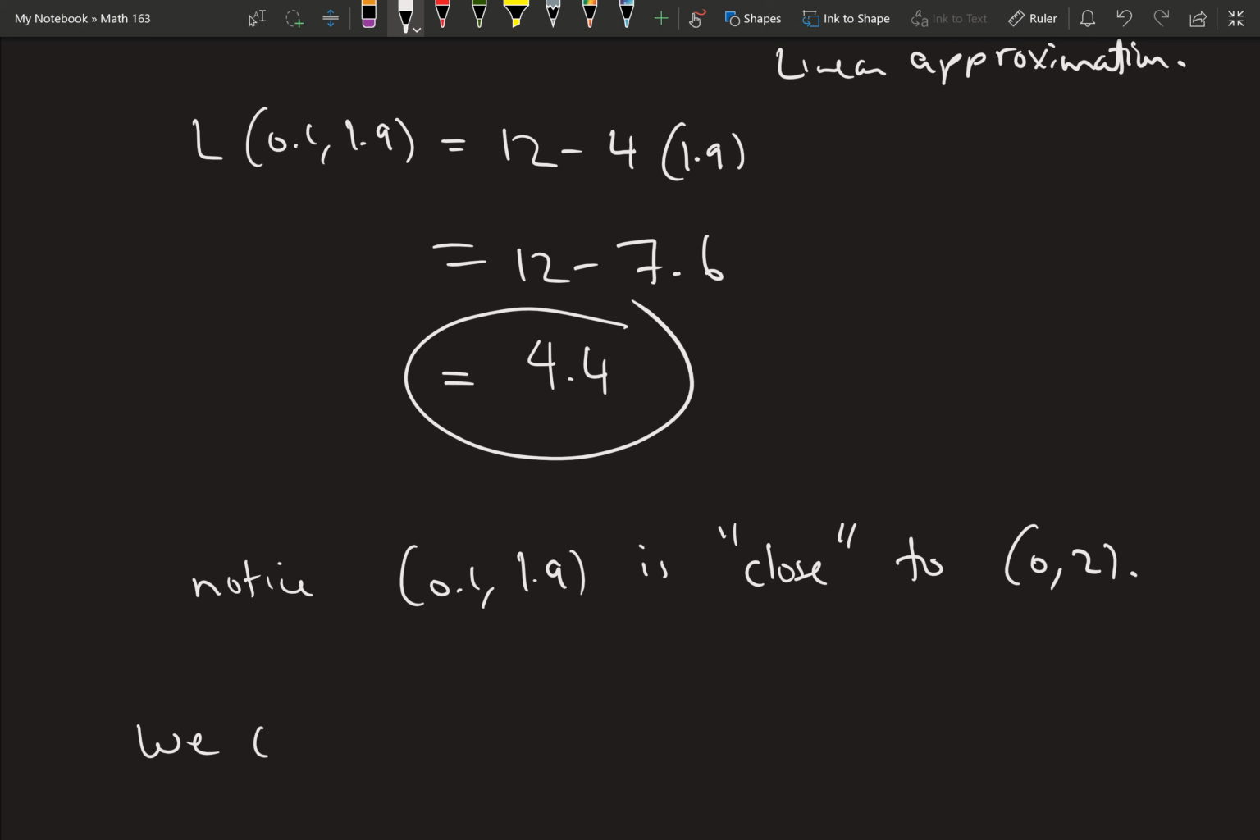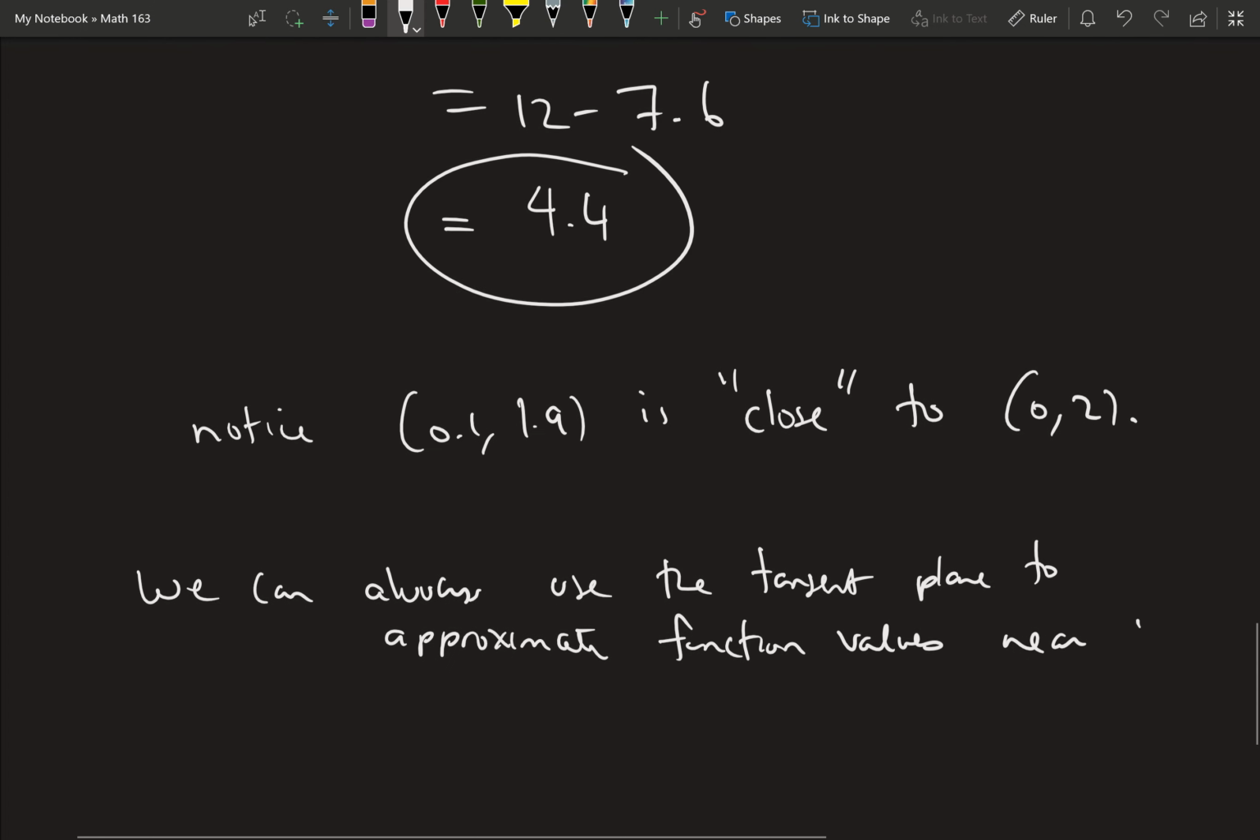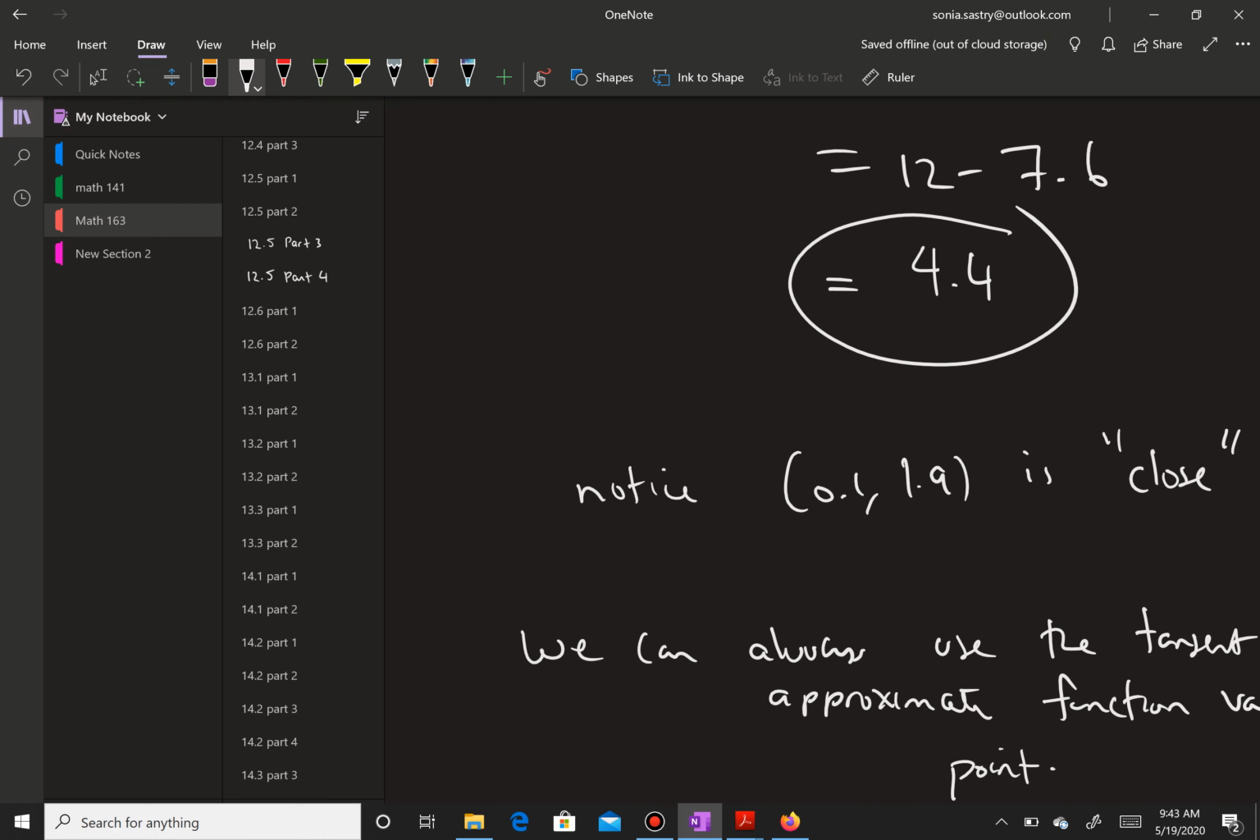So we can always use the tangent plane to approximate function values near the base point. The key thing is near the base point. The further away you go from the base point, the further away the approximation is. And this is actually, not that we're going to talk about this, the first order Taylor approximation in multiple variables. We won't get into that, but it's an interesting point.